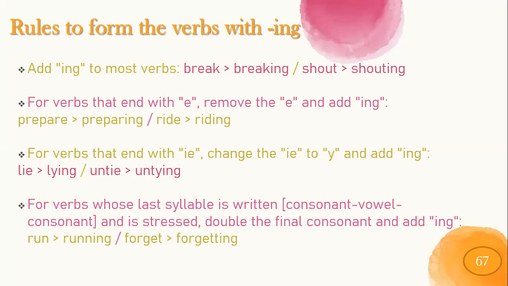If the verb ends with any consonant letter, I directly add ing. This is easy. But what happens if the verb ends with e? Please keep it in mind because it's very important. Can I add ing? No, we have to remove the e and add ing. Example, prepare. It ends with e, so I have to cross out the e and add ing.